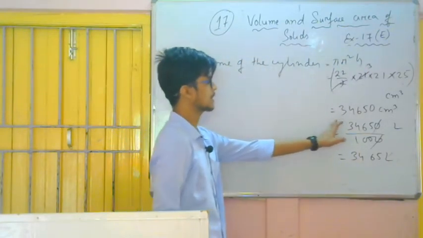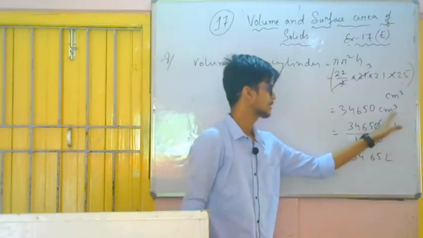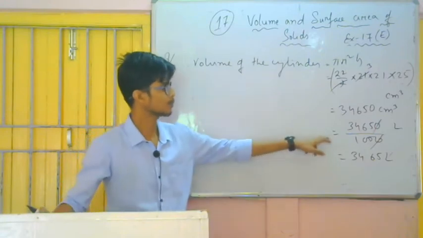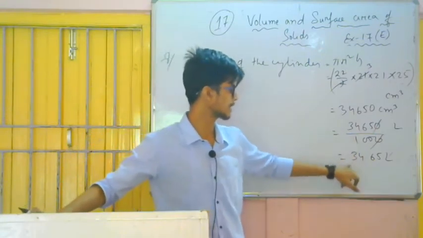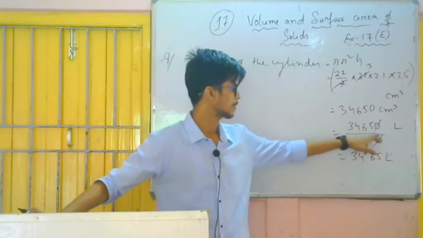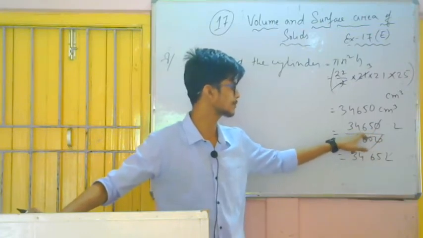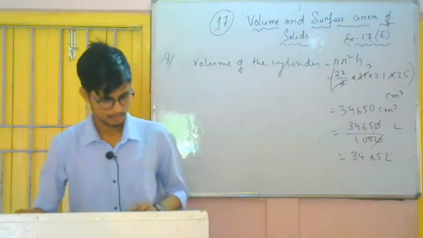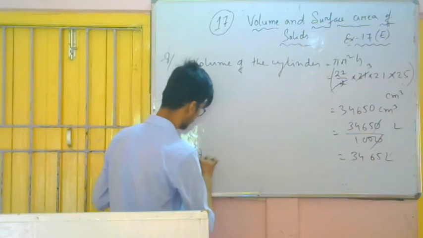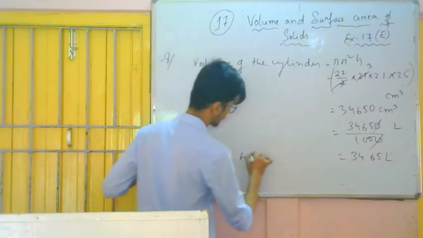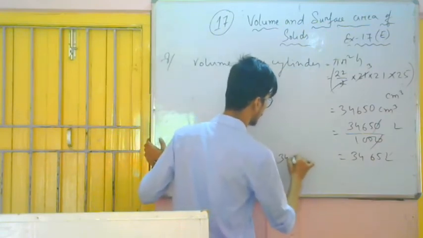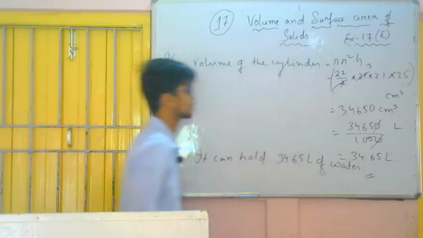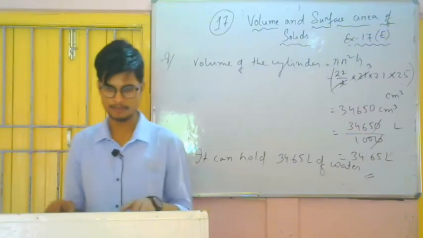1 liter is equal to 1000 centimeter cube, so I am simply dividing by 1000. If I divide it by 1000, I can easily convert it into liter. So the answer is 34.65 liter. Therefore, it can hold 34.65 liter of water.